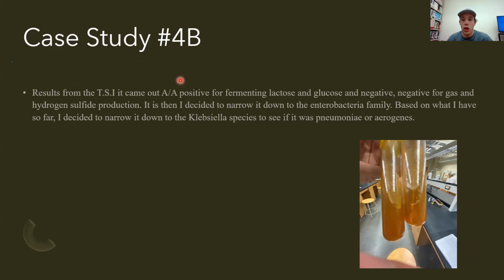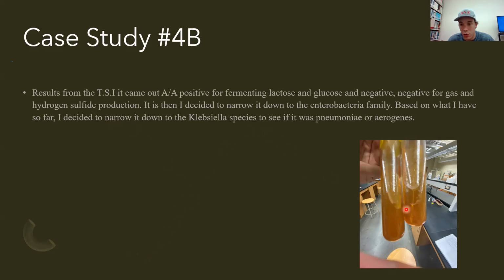So here were the results from the TSI. What I noticed is that it was lactose and glucose fermenting, which means it was A over A, and it had no hydrogen sulfide production, which would turn the butt of the tube black, which did not happen. There's a little CO2 production, but not significant enough to say it was positive for CO2 production.